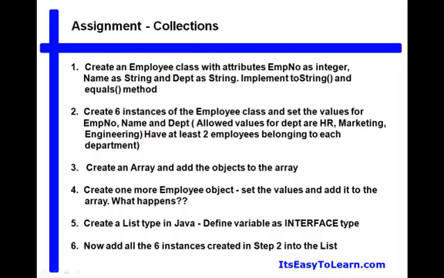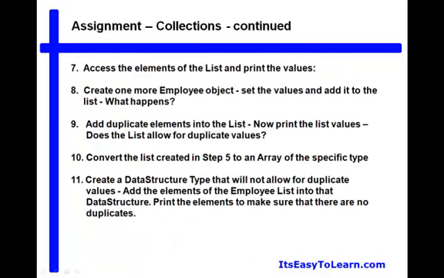Now add all the 6 instances created in step 2 into the list. Access the elements of the list and print the values. Create one more employee object. Set the values added to the list. What happens? Add duplicate elements to the list. Now print the values. Does the list allow for duplicate values? Now convert this list into an array.